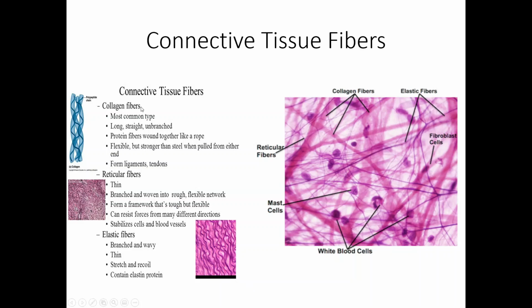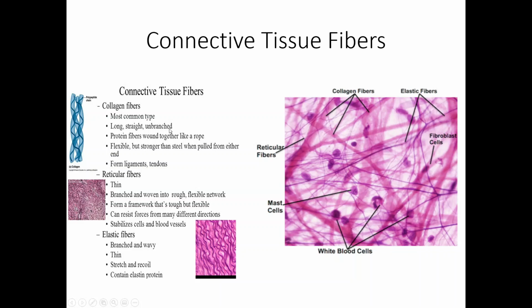So your collagen fibers, this is the most common type of fiber that you are going to see in our picture here. These big thick pink ones, these are all collagen fibers. You can see we have pointed out a couple of them specifically here. These are long, they're straight, they're unbranched. So this is not really a branch. This is just a bundle, really. Just a couple of them sitting next to each other, but they're not branching off like a tree branch.